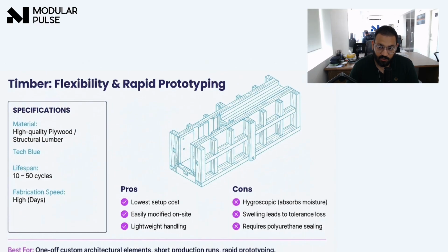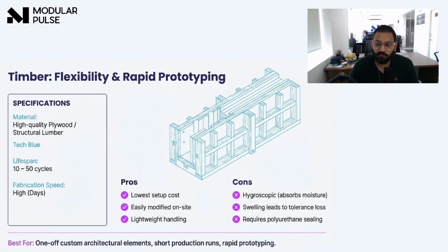Now let's talk about the opposite end of the spectrum: timber or wood. Wood is fantastic, but it is misunderstood. It is the material of agility. You choose wood when the design is still fluid. If you need to move a chamfer strip or change a blockout size, you can do it in 5 minutes with a screw gun. You can't do that with steel.